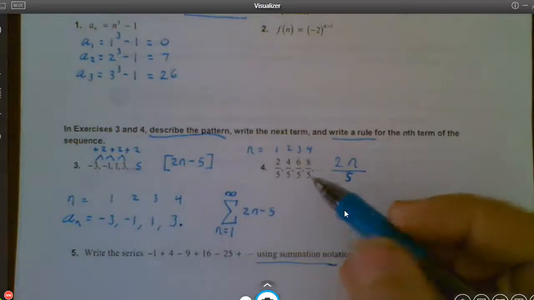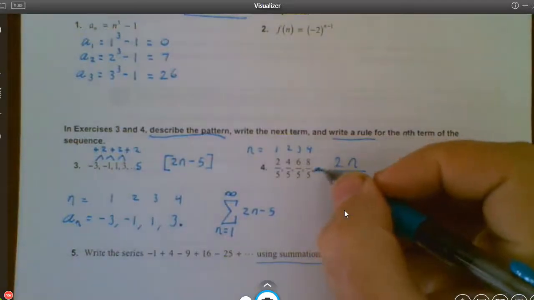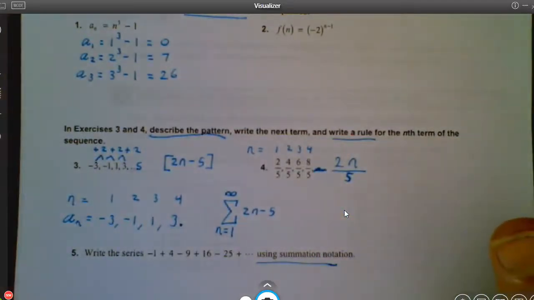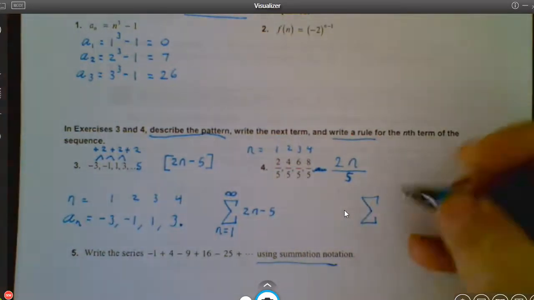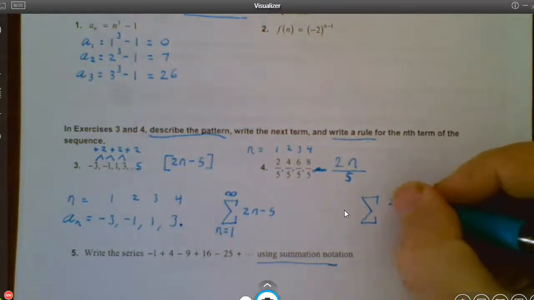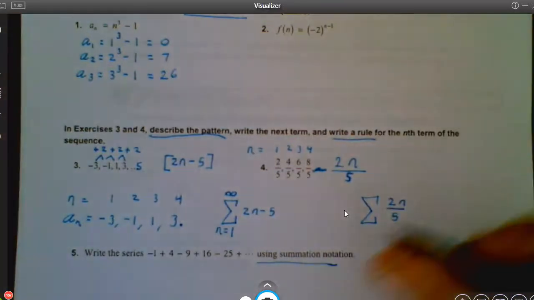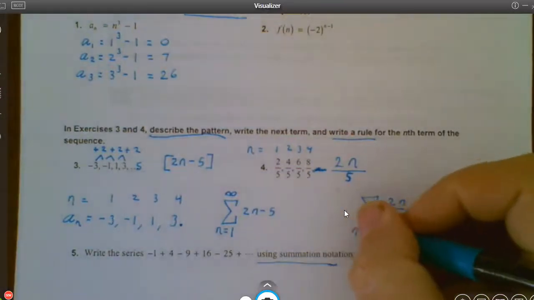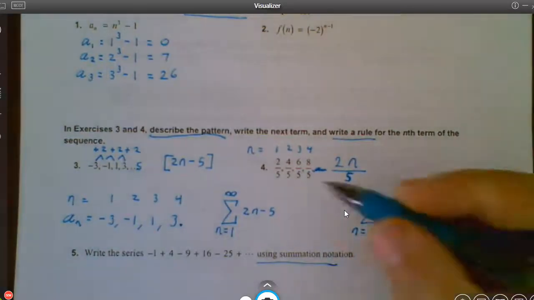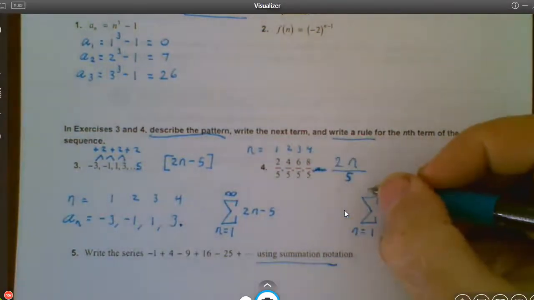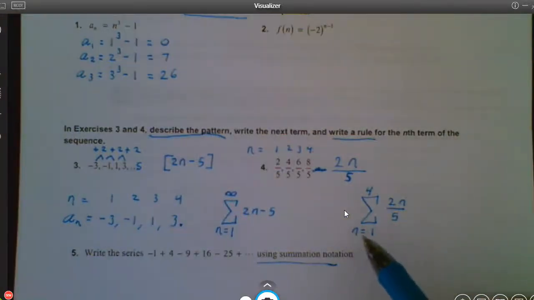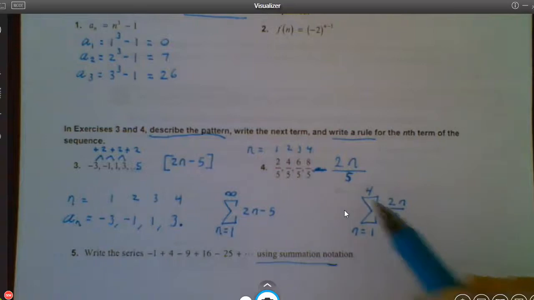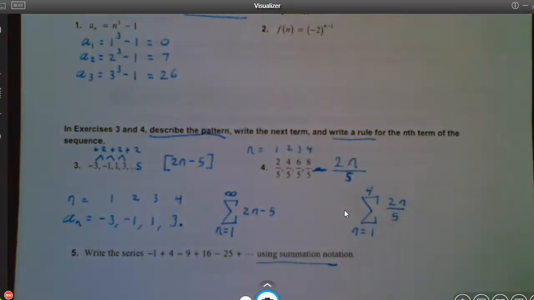So let's just say there was no ... here. So pretend for a minute that there's only 4 terms in that sequence. We would say, okay, here's my sigma notation. I can see the rule is 2n over 5. And I started with my first term, so n equals 1. And I went all the way up to my 4th term, so I put a 4 on top. So again, this tells you what term you started with, this tells you what term you ended with, and this is the rule of the sequence. So that is summation notation.